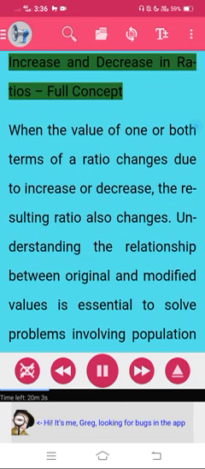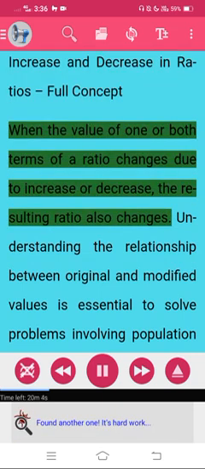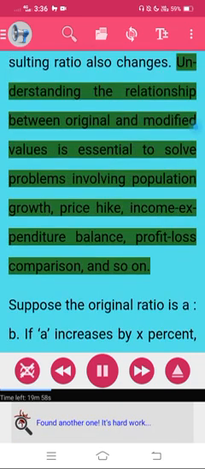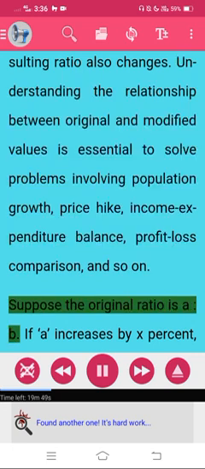Increase and decrease in ratios, full concept. When the value of one or both terms of a ratio changes due to increase or decrease, the resulting ratio also changes. Understanding the relationship between original and modified values is essential to solve problems involving population growth, price hike, income expenditure balance, profit loss comparison, and so on. Suppose the original ratio is A:B.